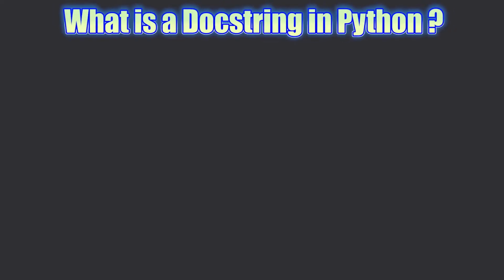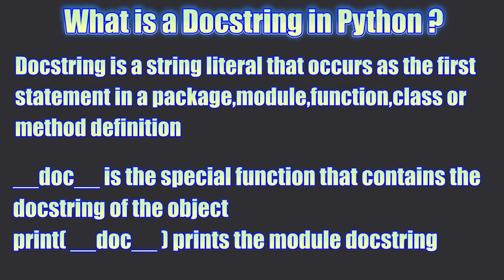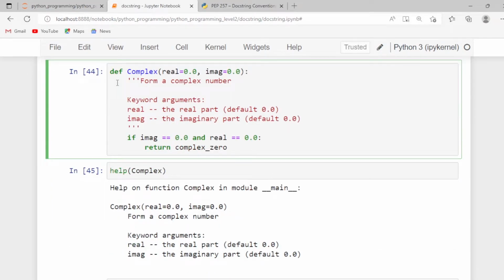So what is a docstring? Let's explore further. A docstring is a string literal that occurs as the first statement in a package, a module, a function, or a class method, and it's used to document the same. You can also get the documentation from the double underscore doc double underscore special attribute for that particular object. Now here I have a function called complex, and it takes two parameters, real and imaginary.